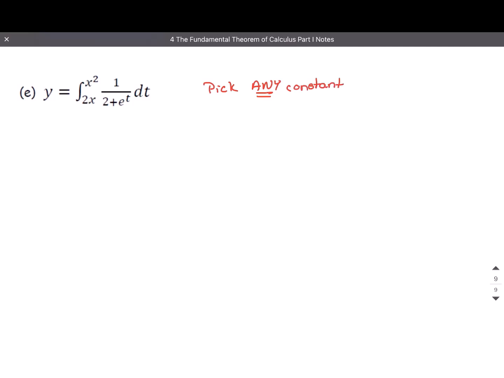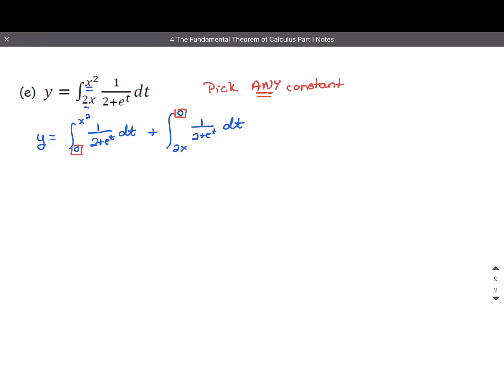I'm going to pick 0. You can pick any one you want. I'm picking 0. And I'm going to rewrite this as y equals the integral from 0 to the old upper limit x squared of 1 over 2 plus e to the t dt, plus the integral from the lower limit 2x to that number that I picked. It doesn't matter what number you pick as long as it's here and here, of the same function. Because when I add those two integrals, I will get the original one that I was given.